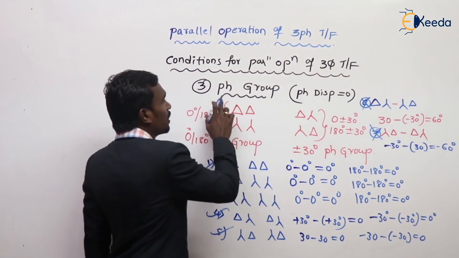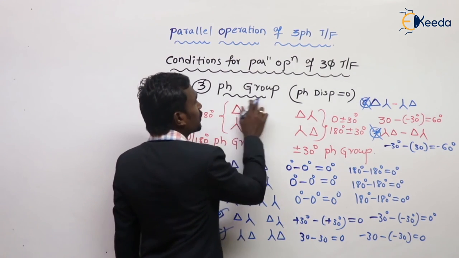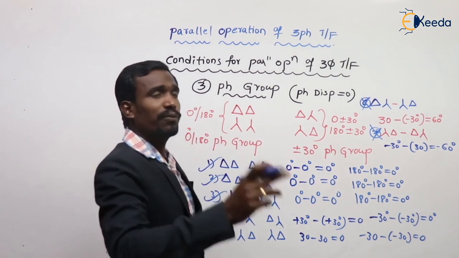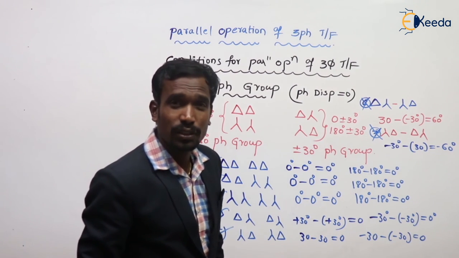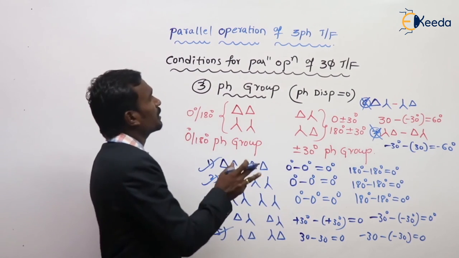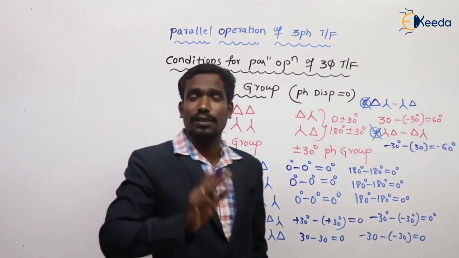But here the answer should be the same phase group. Those belong to the same phase group. Then only we can make the parallel operation. These are the three perfect conditions for parallel operation of three-phase transformers.